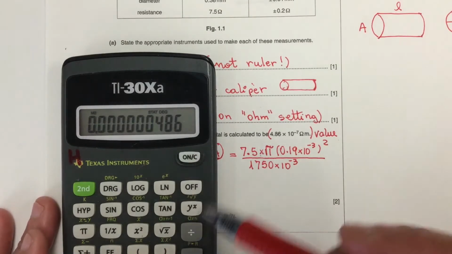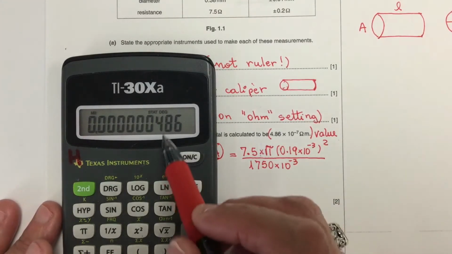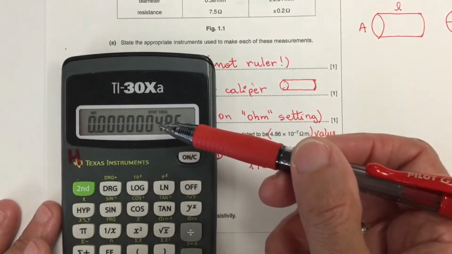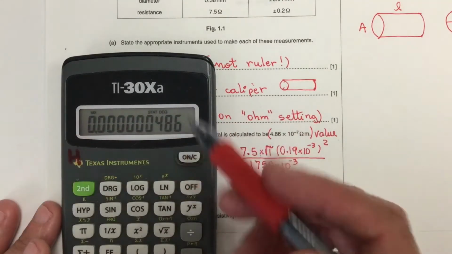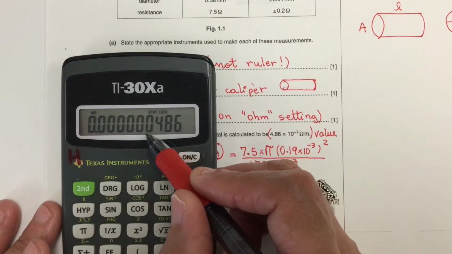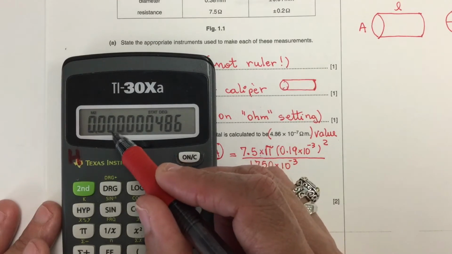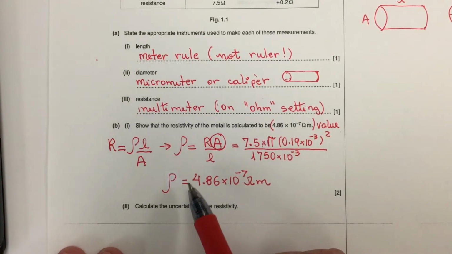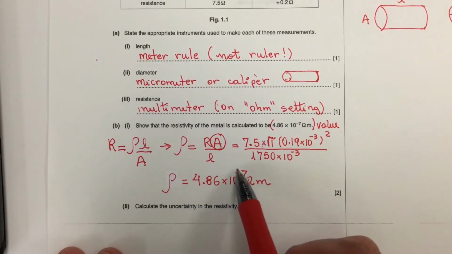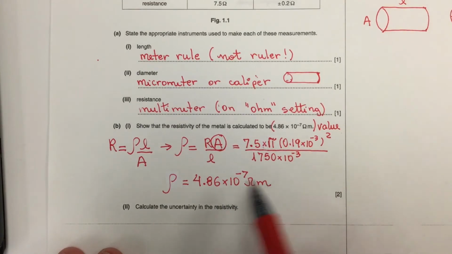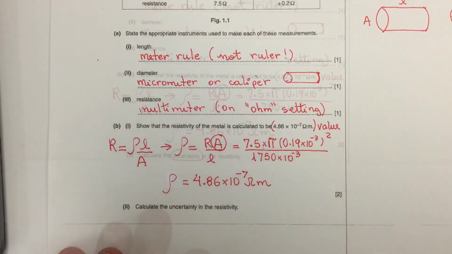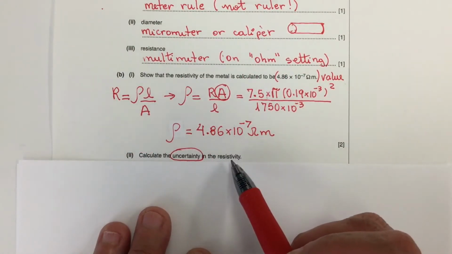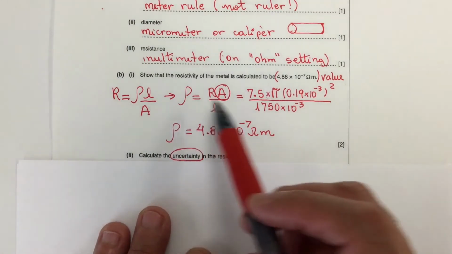Now I need to write this in scientific notation. So I'm going to use 4.86, so I'm going to move the decimal to the left. So it will be 1, 2, 3, 4, 5, 6, 7. So the value of my resistivity is 4.86 times 10 to the minus 7 ohms meter with 3 significant figures. Our next step is to calculate the uncertainty of the resistivity. So we need to look here at the formula.